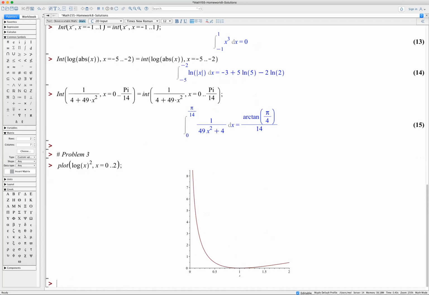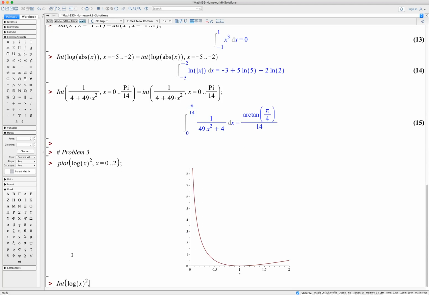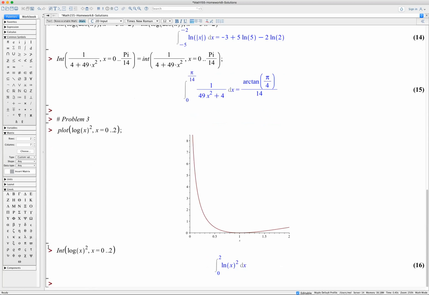The area under the curve is the definite integral. It might be a little bit complicated. Let's see. And if the integral of log of x squared, x going from 0 to 2. That looks right.